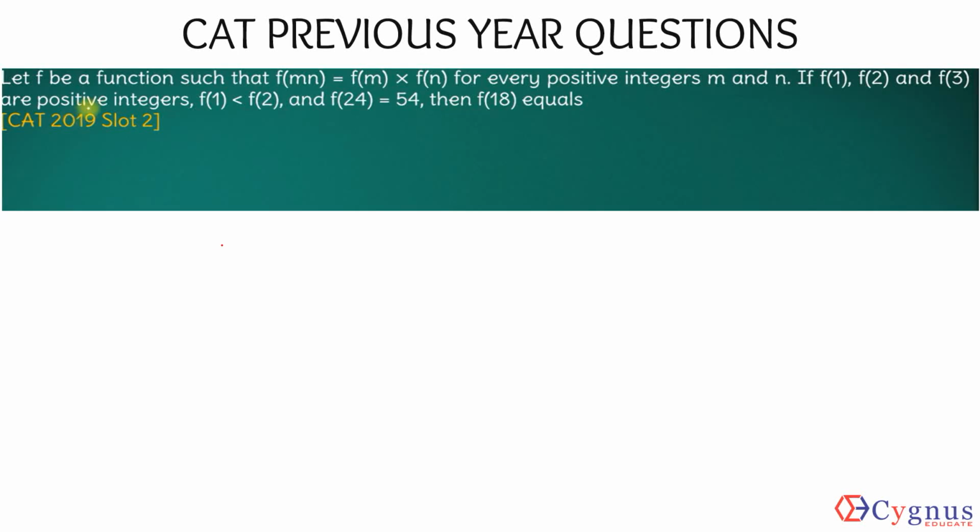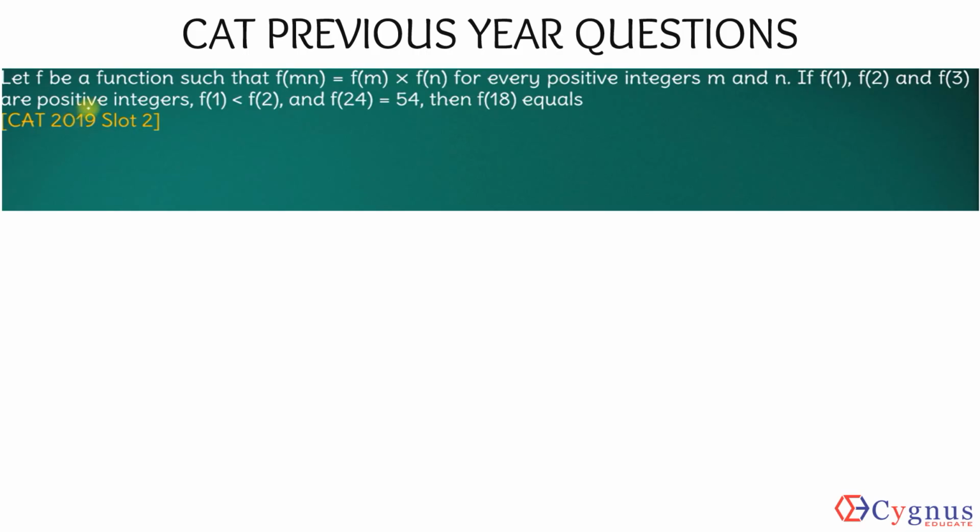There's a question from CAT 2019 slot 2. That's a simple question based on iterative functions. What's given here? Let f be a function such that f of m into n is f of m into f of n for every positive integer m and n.